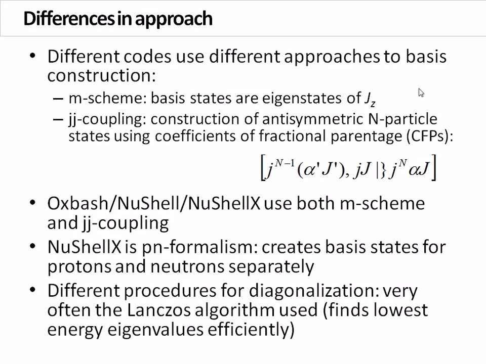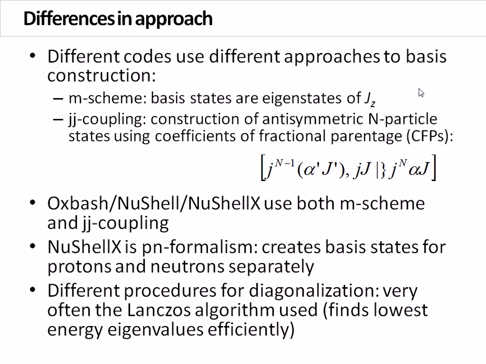The other thing is that NuShell, which is the code we'll use later, uses the PN formalism. What this means is that it treats the protons and neutrons entirely separately. When we're talking about isospin, really what we're saying is that on some level, protons and neutrons are the same thing, but they've just got a different isospin projection. PN formalism allows you to treat your protons and neutrons entirely separately, which makes some of the computational things a bit easier. So the diagonalization is quicker because you're treating the states of protons and neutrons entirely separately.